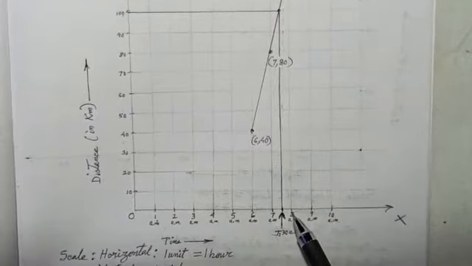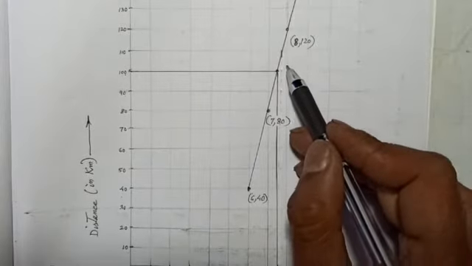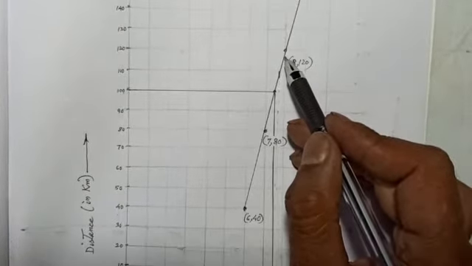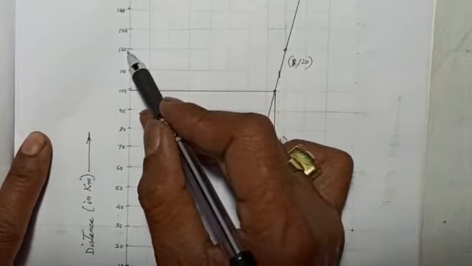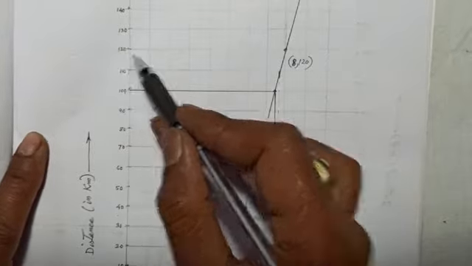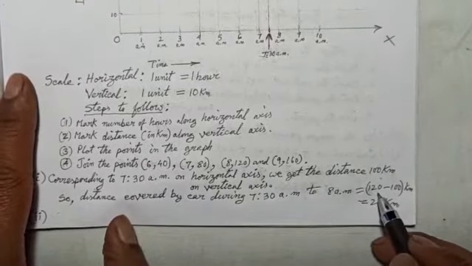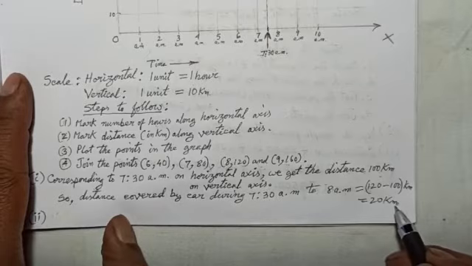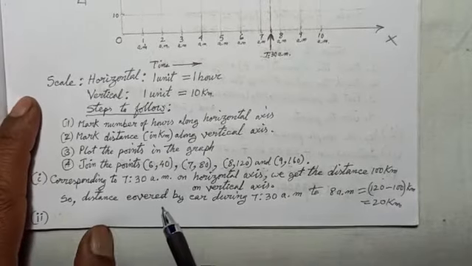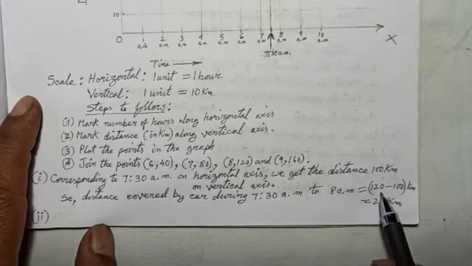8 a.m. This is 8 a.m. and through this point, if we draw a perpendicular line, this line intersects the graph here, and if we go to the vertical axis, this is 120. So at 8 a.m. the distance is 120 kilometer. So 120 minus 100 kilometer, if we substitute, we are getting 20 kilometer. So the distance covered by car during 7:30 a.m. to 8 a.m. is 120 minus 100 kilometer, that is 20 kilometer.